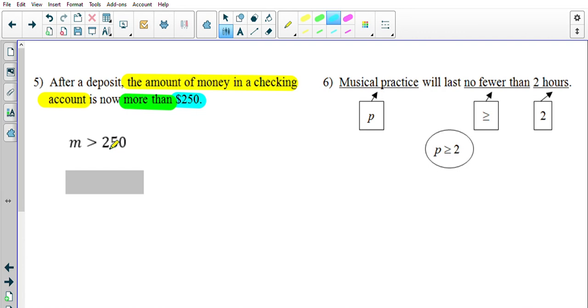Number 6 is done for us, but let's read through it. Musical practice will last no fewer than 2 hours. Our unknown in this case is the amount of time for the musical practice. Our inequality symbol is going to be from the no fewer than, which is greater than or equal to. Then of course we have our number 2 that goes after that. So practice has to be greater than or equal to 2, in this case 2 hours.